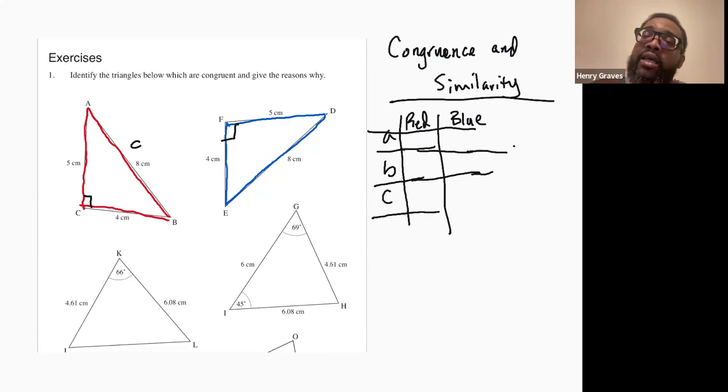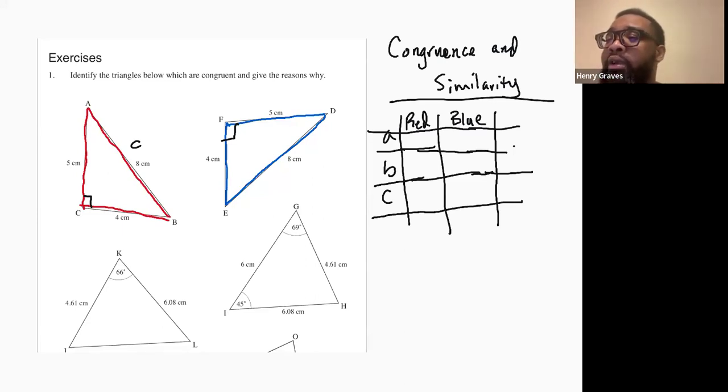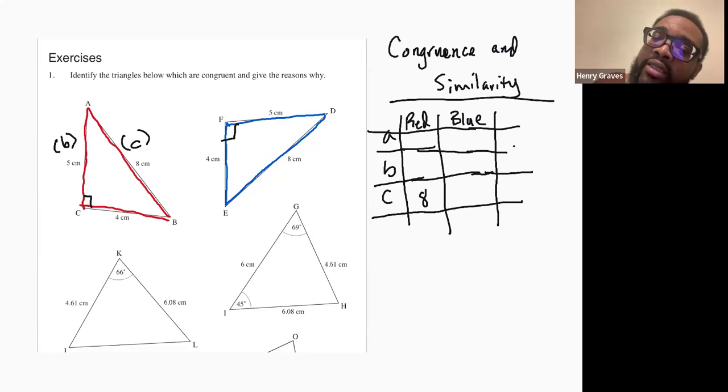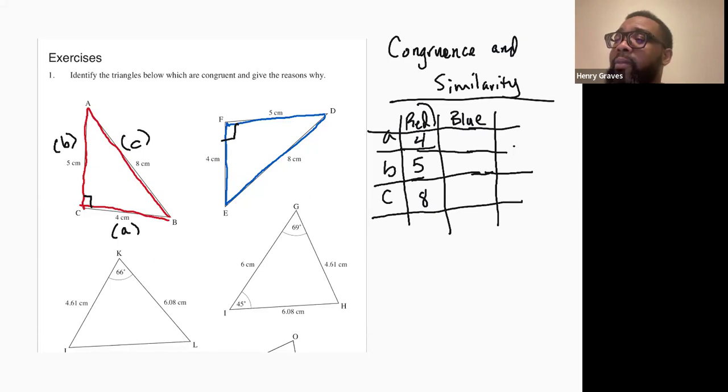Let me look at all my red sides. My C is 8, so on the red side I'm going to write 8 for C. Then B is my second biggest side, which in this case is 5. And on the A side, the smallest, 4 is going to be A. All these are my red sides: 4, 5, and 8.